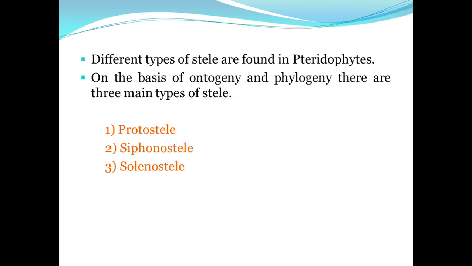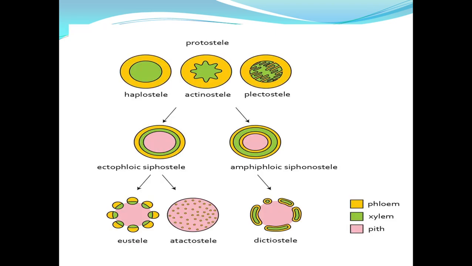Different types of stele are found in pteridophytes. On the basis of ontogeny and phylogeny, there are three main types of stele. The first one is the protostele, the second one is the siphonostele, and the third one is the solenostele. This figure shows the different types of stele.